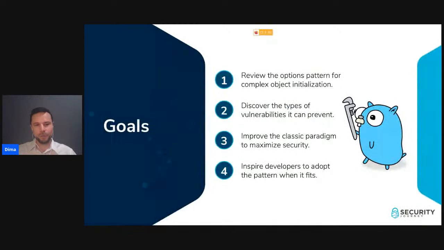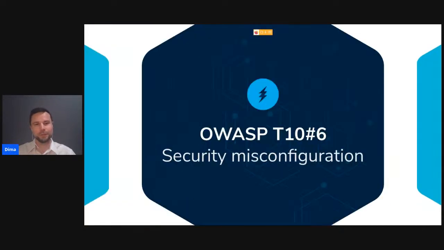We have 4 goals for this presentation. First is we're going to review the options pattern for complex object initialization. Second, we're going to discover the types of vulnerabilities it can help prevent. Third, we will try to improve the classic paradigm to maximize security, and I think we can do this very well. And fourth, we will try to inspire developers. I hope my talk inspires you to adopt the pattern when it fits in your next version release.